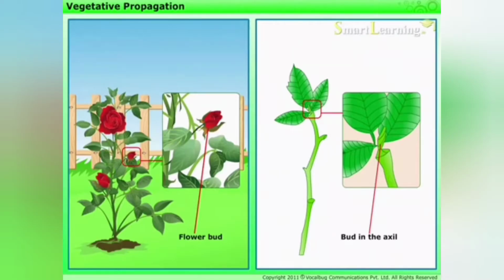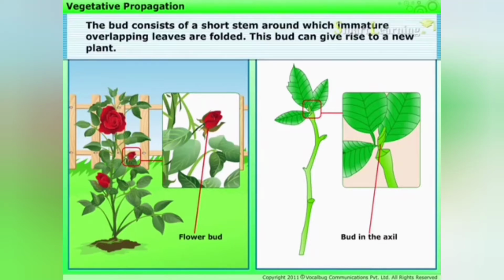You must have seen flower buds. Similarly, there are buds in the axil, that is the point of attachment, of the leaf, at the node. The bud consists of the short stem folded. This bud can give rise to a new plant. These buds are called vegetative buds.